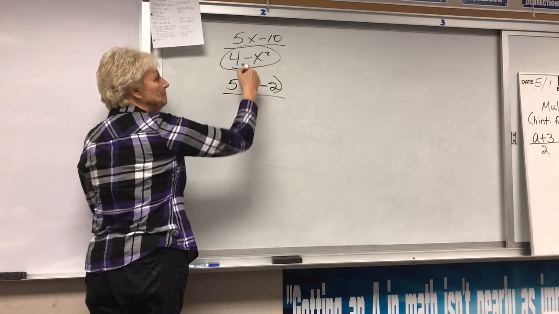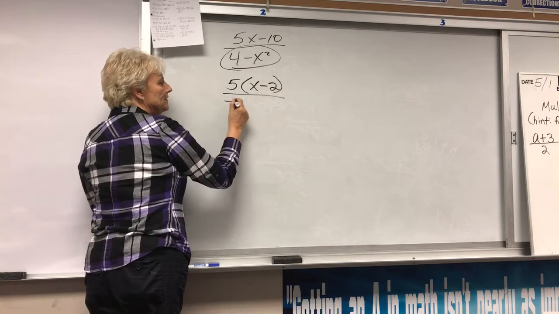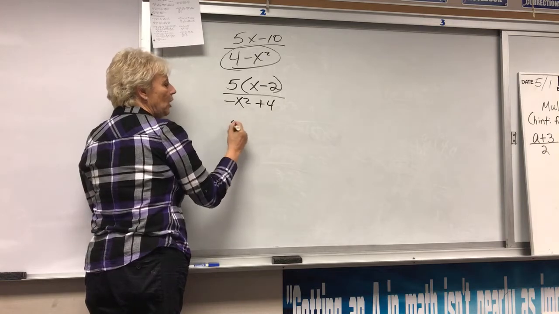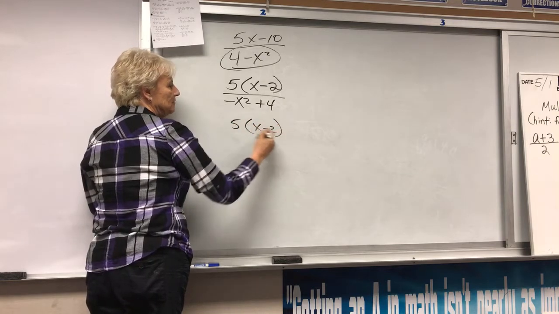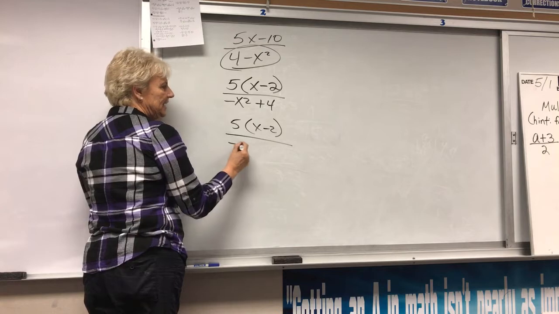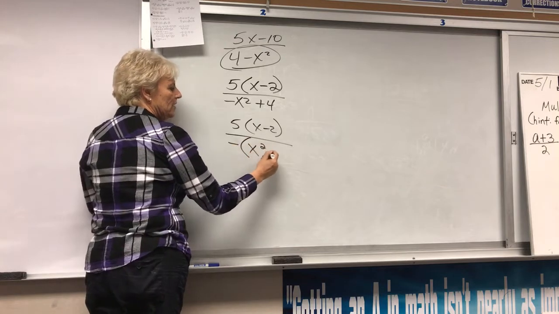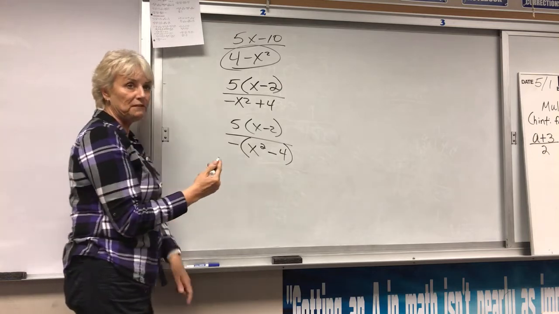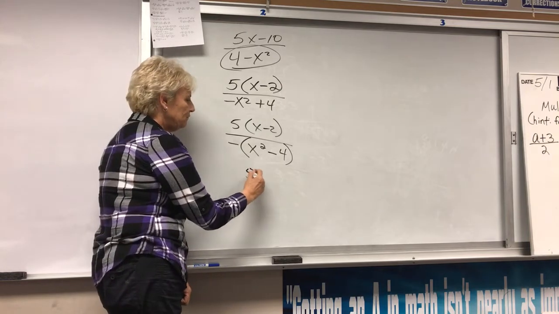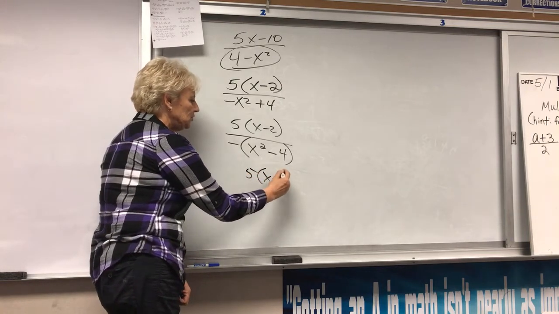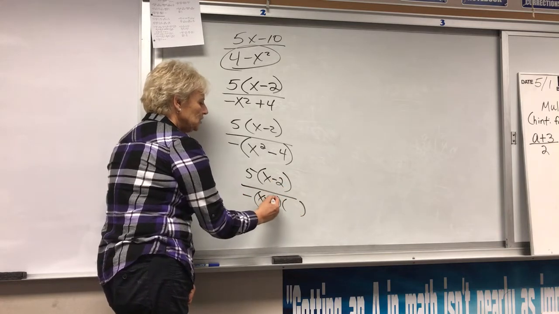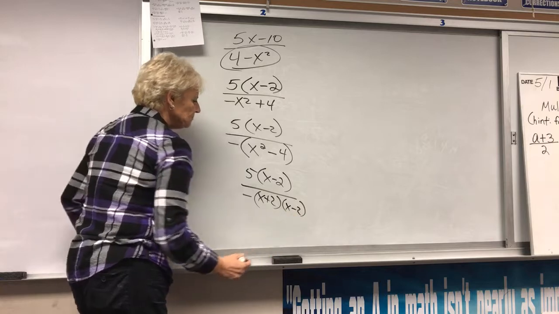On the bottom denominator, we have negative x squared plus 4, and with a leading coefficient of negative, it's negative x squared minus 4. Now I have the difference of two perfect squares. So 5 times x minus 2 over negative x plus 2, x minus 2.